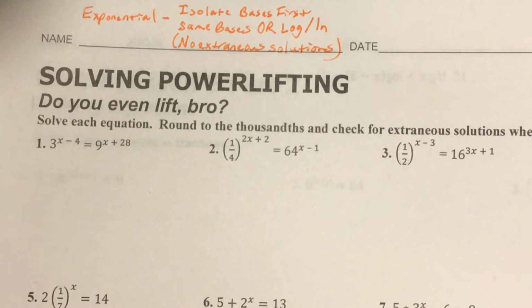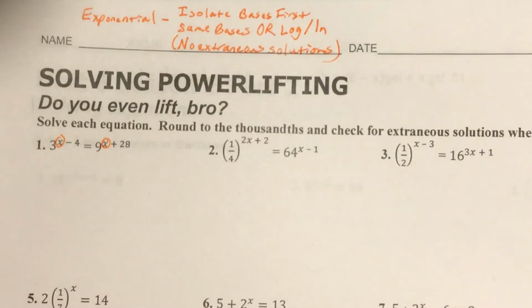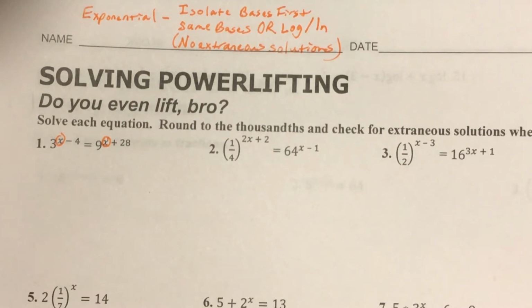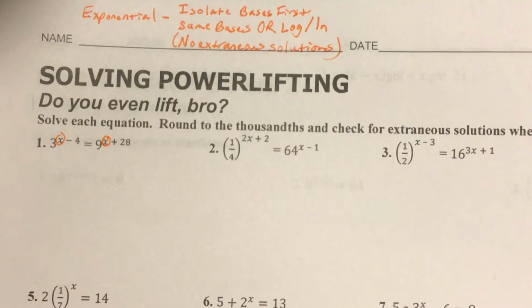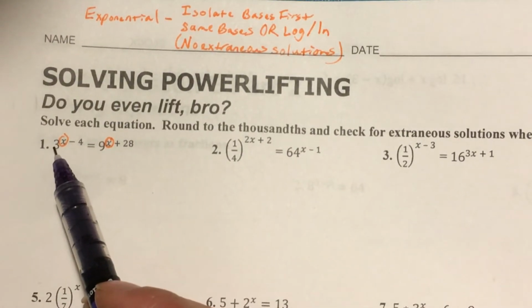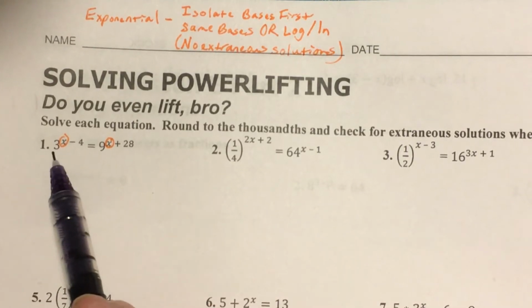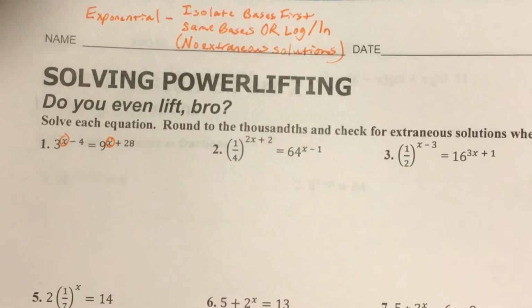exponentials look like. So starting with number 1, I first identify this as an exponential equation because of the location of my variables. I got a variable in the exponent here, and I've got a variable in the exponent on the right side as well. So that's how I identify this as an exponential equation. Next, we want to make sure our bases are isolated. Is 3 as isolated as it can be? Yep, there's no coefficient, nothing getting multiplied or added to the base itself. So both 3 and 9 are isolated.